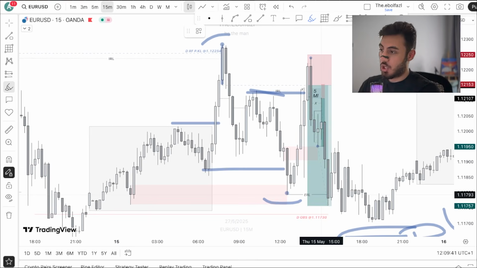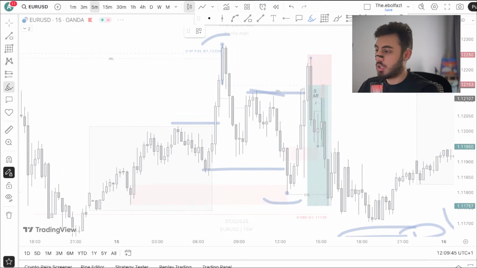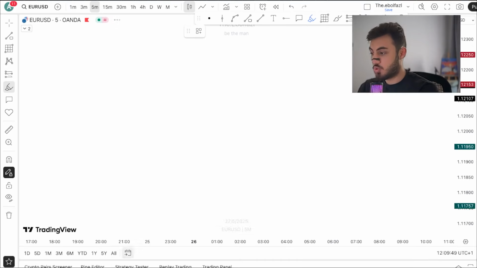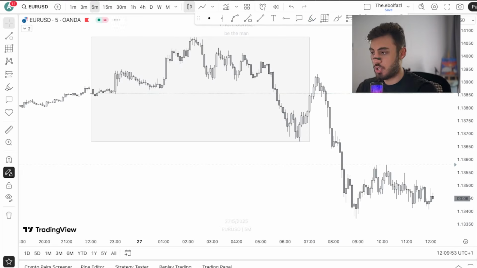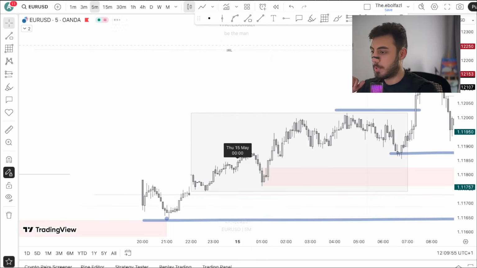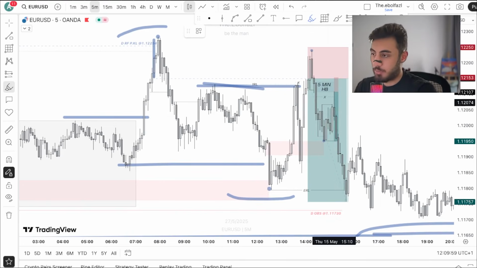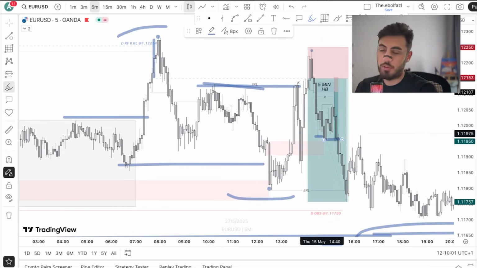That's so important. So I entered here, price tapped in and price came back. Now here, I went break even because the range was too long. It was too huge a range. So I went break even after 2 minor breaks of market structure, which in this case, let me just show it to you real quick. Exactly. So take a look. After 2 minor breaks of market structure, 1 here and 1 here, I went break even.